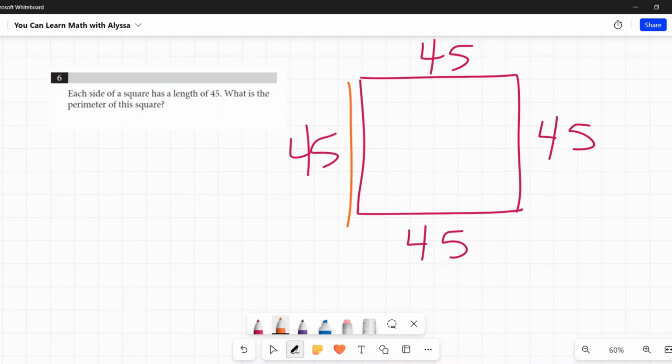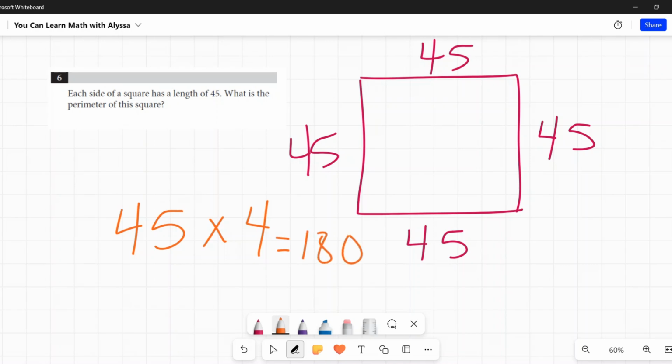So I just need to add those together, or since there are 4 of them and they're all the same, I can also just say 45 times 4, same difference either way. 45 times 4 is 180. So that is the perimeter of the square. It is 180, and they're not asking for units. Normally it would be in feet, inches, what have you. Most likely inches in this case, I'm guessing, for the square. But we don't have to use those. 180 is all we need.